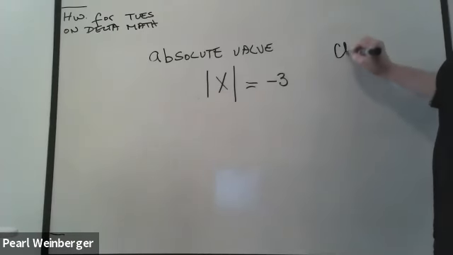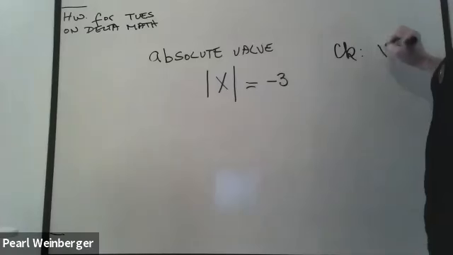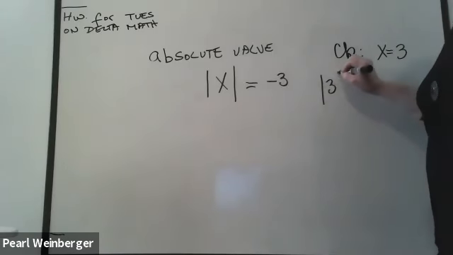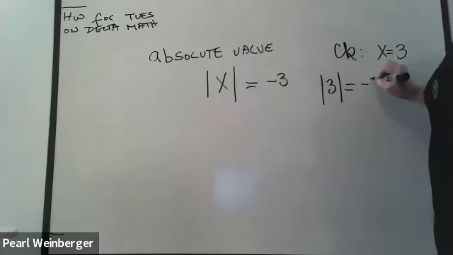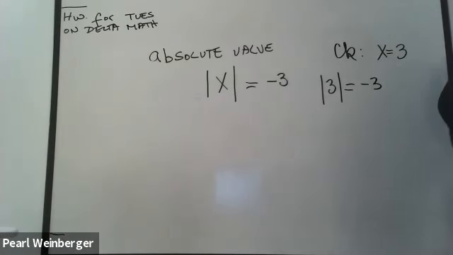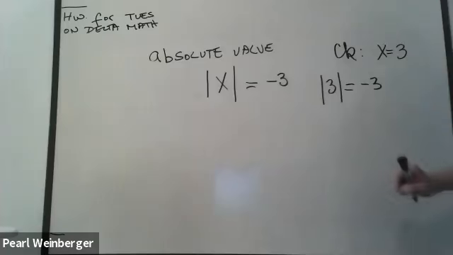Let's see, how do we check if it works? You're saying x should be equal to 3. That means when I replace x with 3, I'm going to get a true statement. Is that a true statement? The absolute value of 3 is equal to -3. Is that true? No, that's obviously not true.